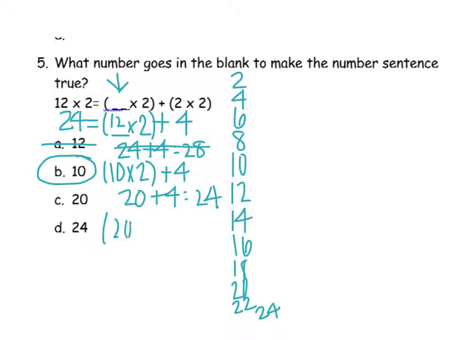If I put 20 times 2 plus 4, 20 times 2, I need to think 2 times 2, which is 4, add the 0 at the end, and then add 4, and I get 44. That's not what I want. In fact, I noticed that as I increase my numbers in the line, my answers are also going to increase. So I know that 24 isn't going to work either.